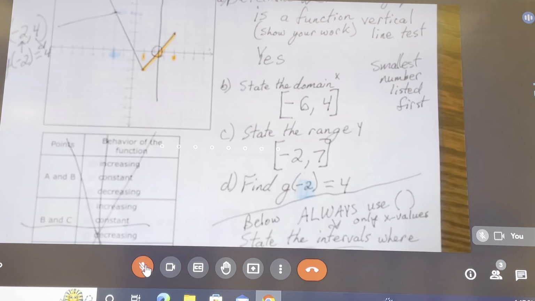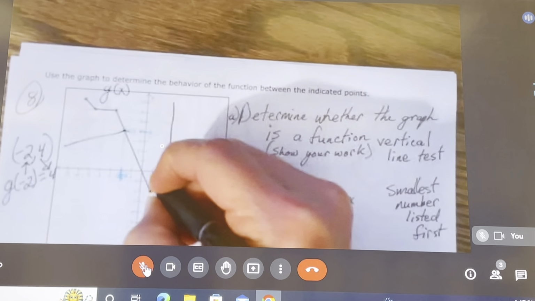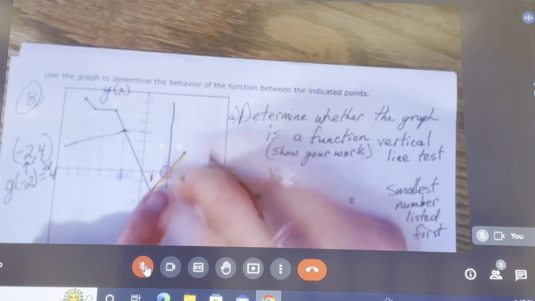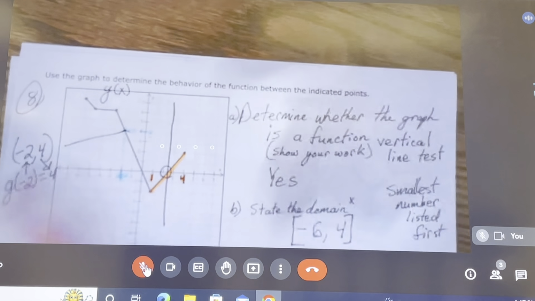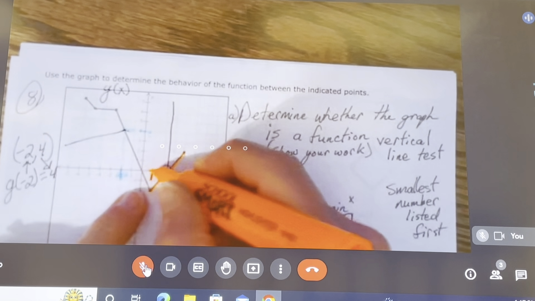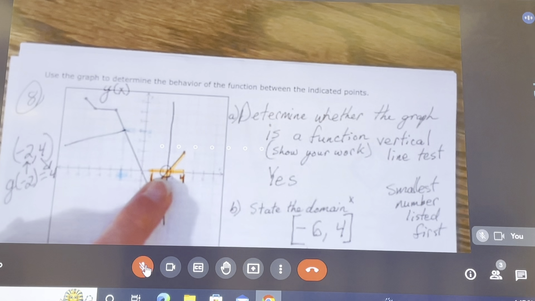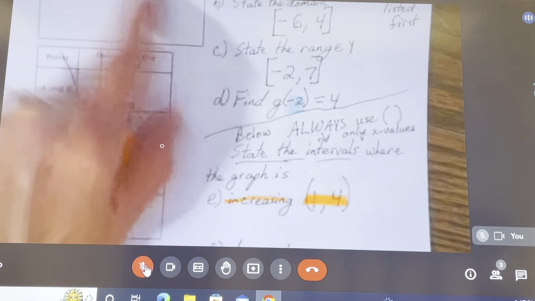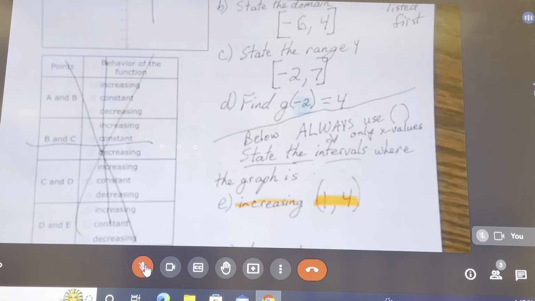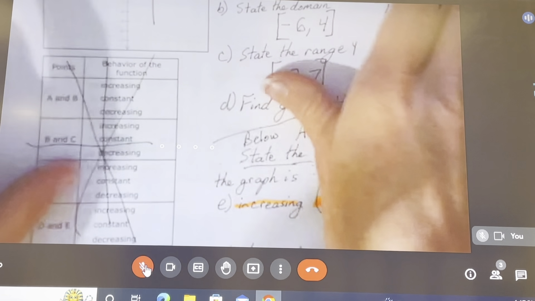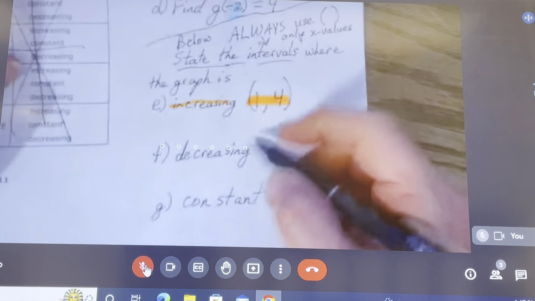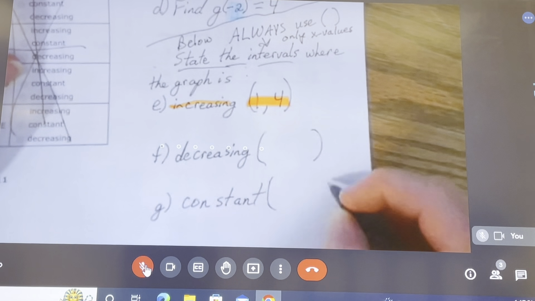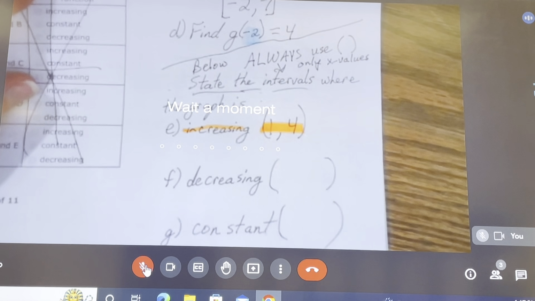I am using parentheses because I always use parentheses when describing intervals of increasing and decreasing. I'm only thinking of the x numbers that make that happen. Only x numbers, okay? Only x values, and always parentheses. So while we're at it, let's just put some parentheses here so we won't accidentally put anything besides parentheses, right?